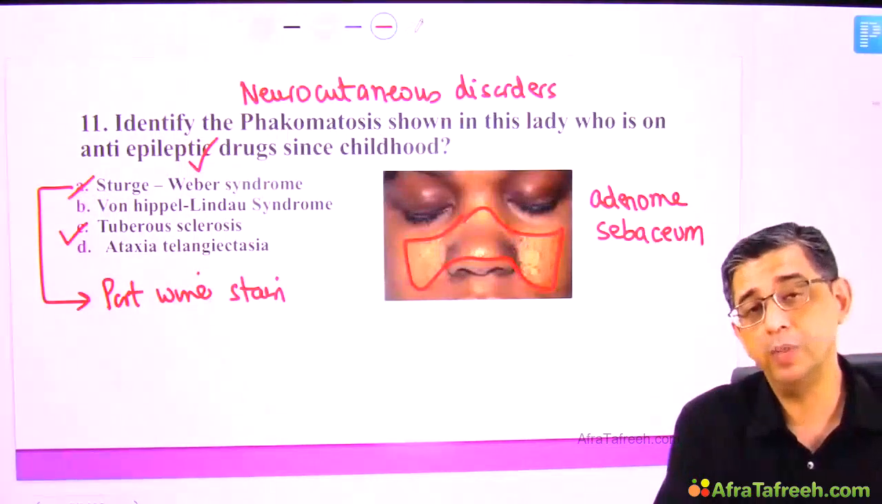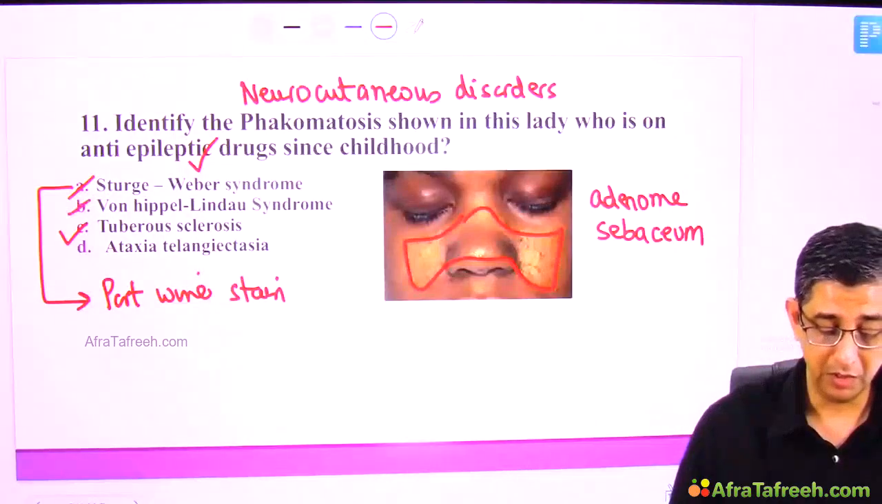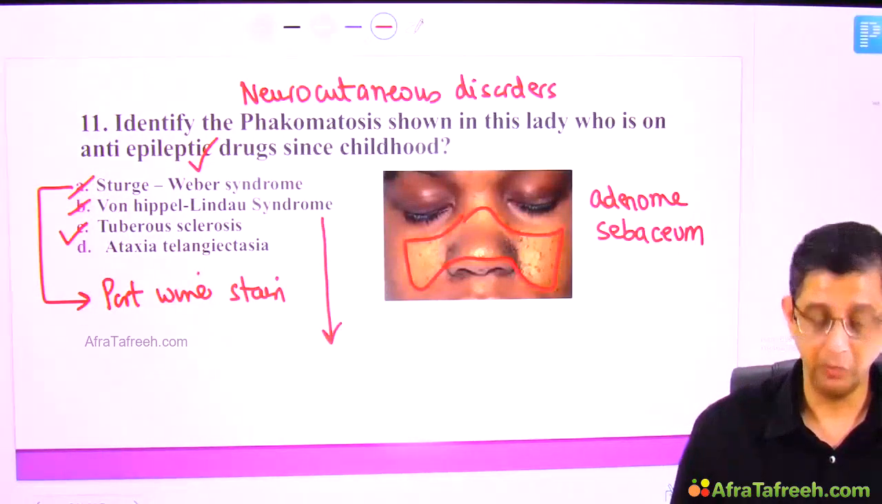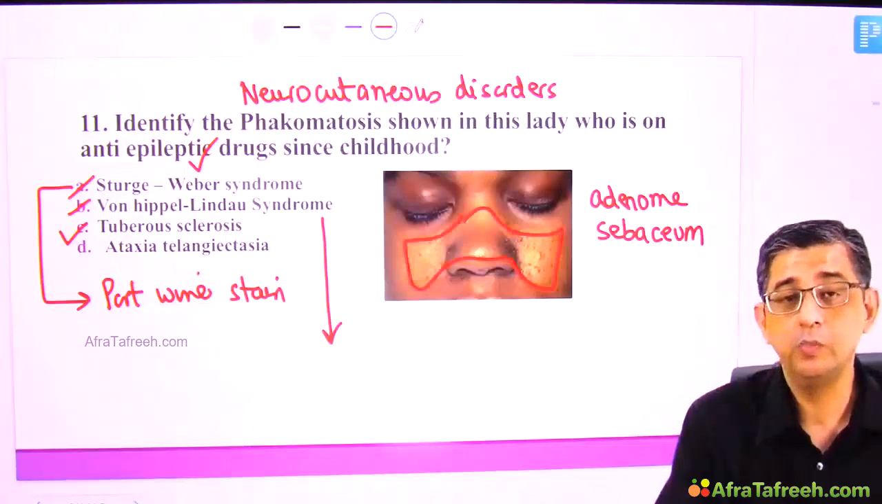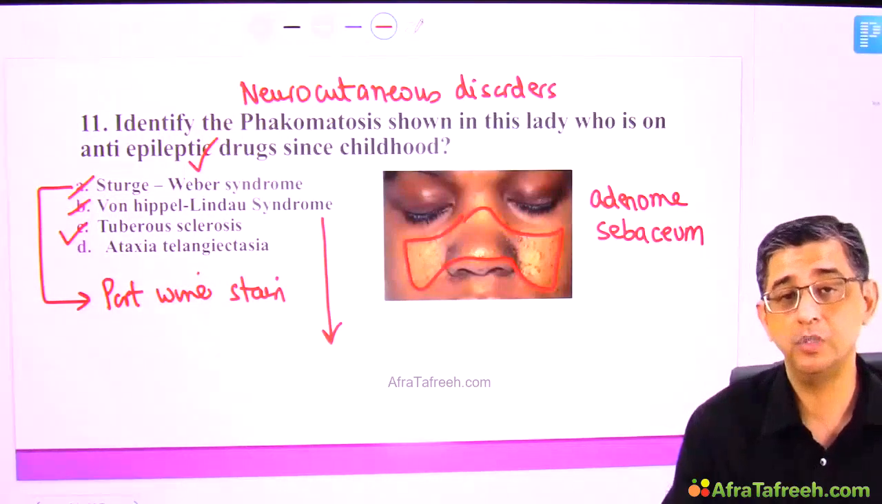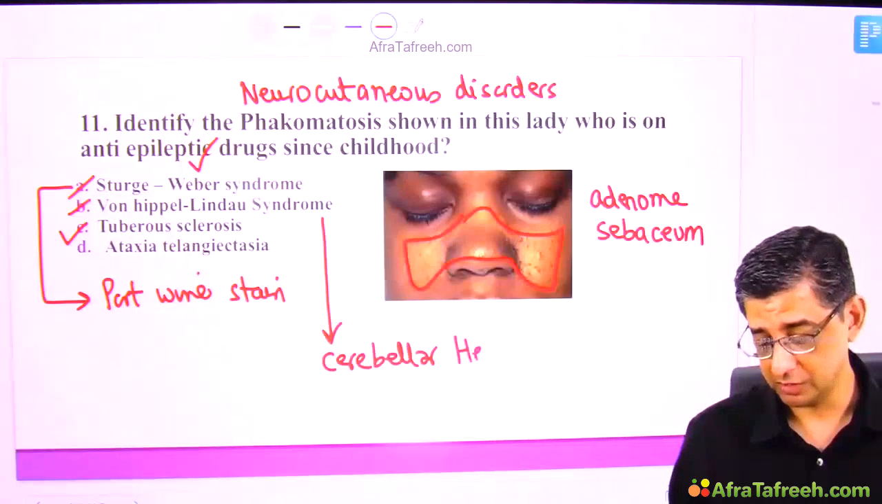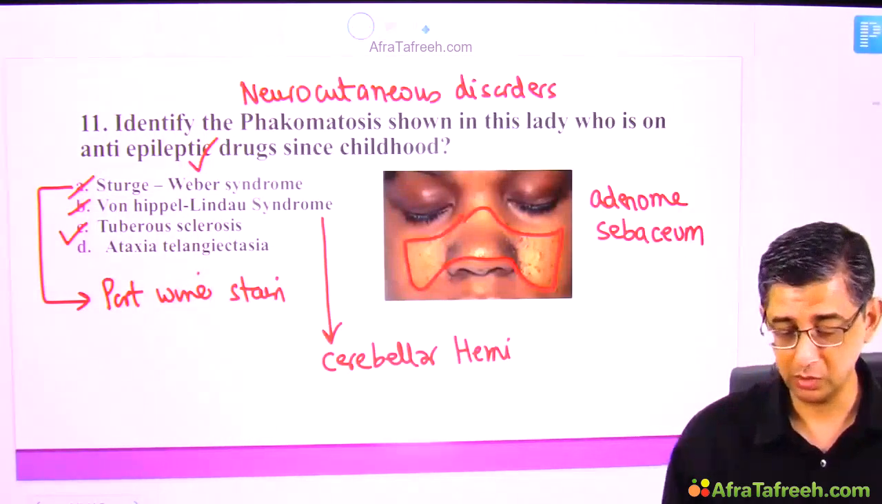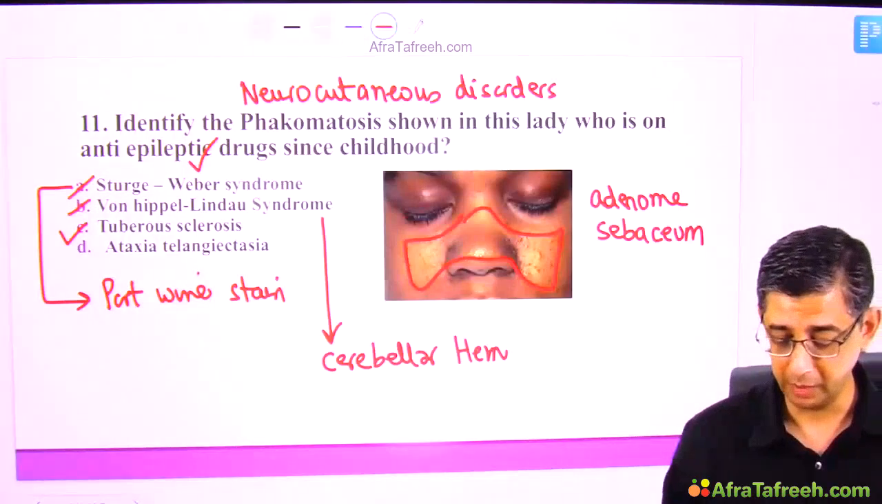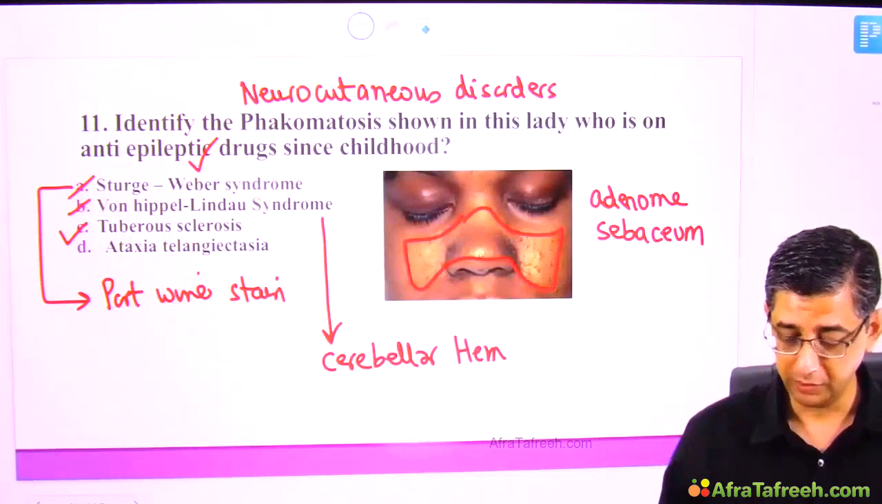B says von Hippel-Lindau syndrome. Now, one of the characteristic features of von Hippel-Lindau syndrome that you will always read is a tumor in the brain, that is cerebellar hemangioblastoma. I mean, without having evidence of mention of renal cell carcinoma or mention of cerebellar hemangioblastoma, the diagnosis of VHL can definitely not be commented upon. So that is again off the discussion.